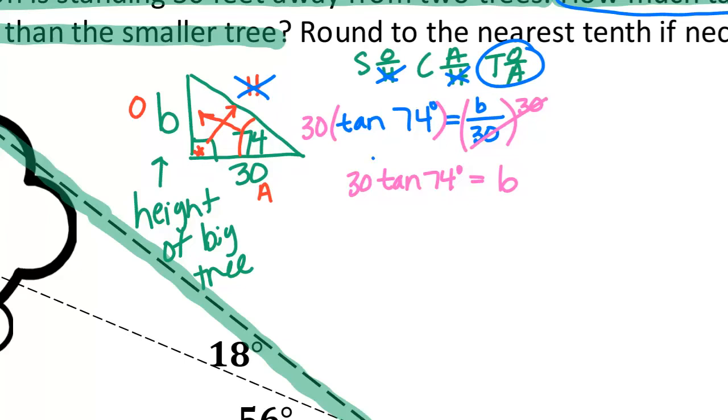Is my B by itself? Yes. Am I finding a side or am I finding an angle? A side. If you're finding a side, you use regular trig. You're not using the inverse. So no second sine or tangent. You're just using regular tangent on the calculator. Okay? So you're going to do 30 tangent 74, close the parenthesis, press equals.